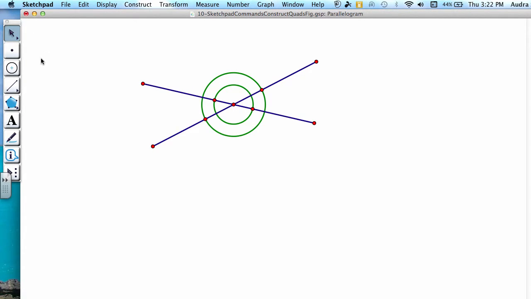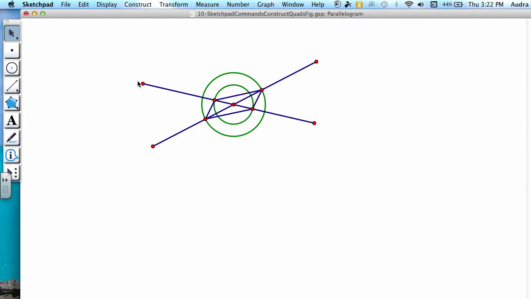Then you're going to select the segment tool, the fourth button down, and connect these four circle and segment intersection points to make your parallelogram. So here's one intersection point, here's another, there's the fourth one, and back to our first.